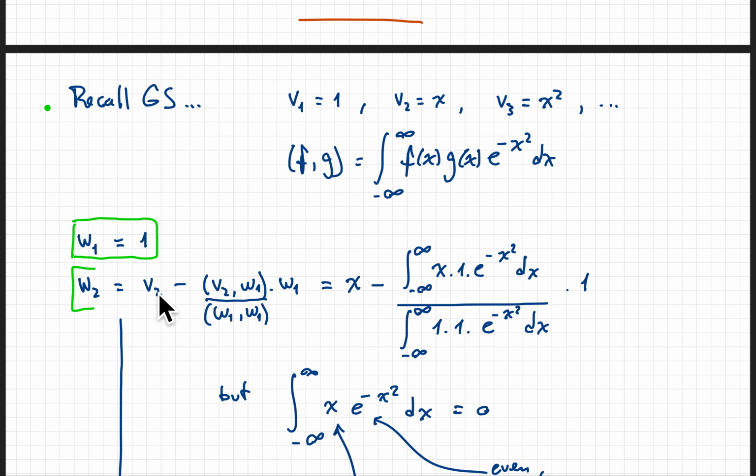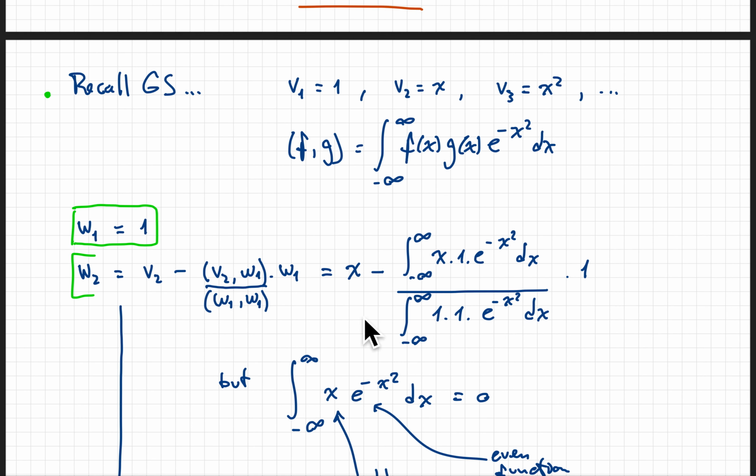And if you do that calculation, you say, well, okay, v2 is x, as we see here. Then we have to take the inner product of v2, which is x, with w1, which is just 1. And then we have to divide by the inner product of w1 with w1, which is this other integral down here, times 1. The 1 is simply this w1 here. So I'm writing explicitly all the terms here. So what this comes to over here is the top is the integral from minus infinity to infinity of x times 1 times e to the minus x squared. So that's just x e to the minus x squared. On the bottom, we have the integral of e to the minus x squared dx.